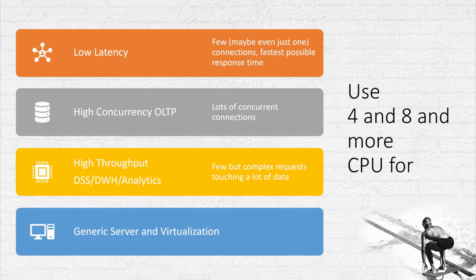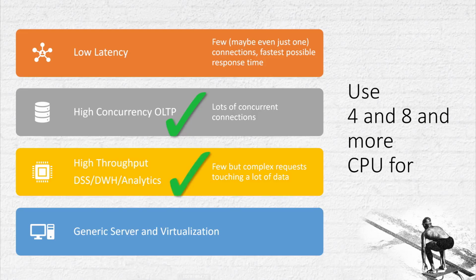Good. So when to use 4, 8, and more CPU systems. High concurrency OLTP. This is because you need as many cores as possible. Don't get me wrong, there are probably many two socket machines these days that can also handle high concurrency. But I'm talking about needing 10,000 people talking to the machine at the same time. You might want to have more than two CPUs.